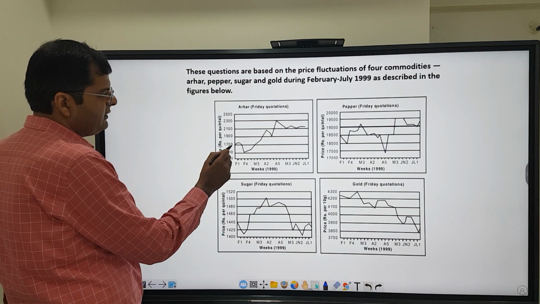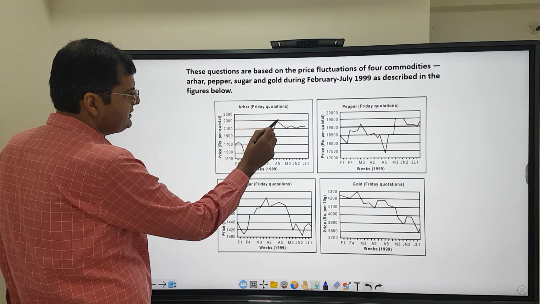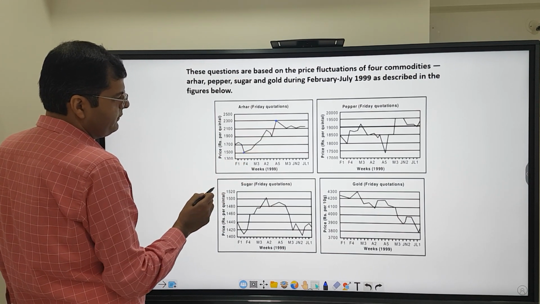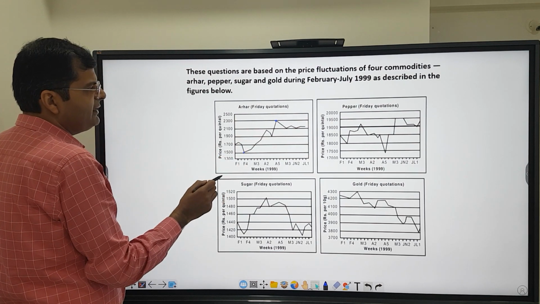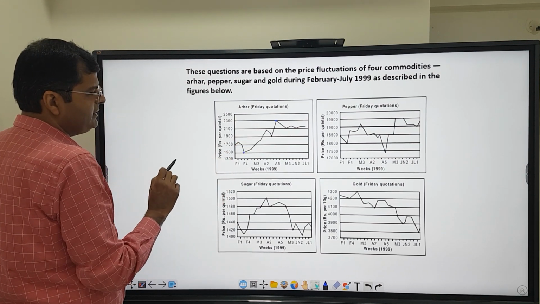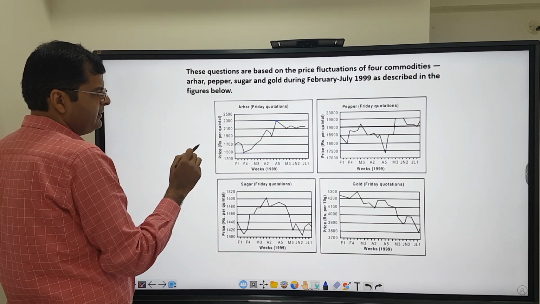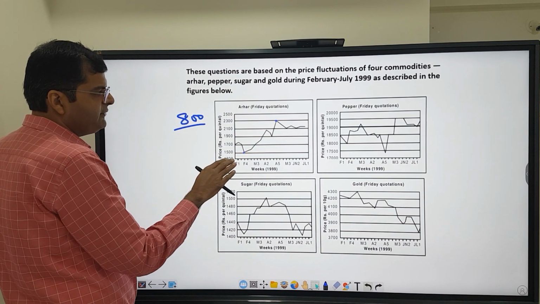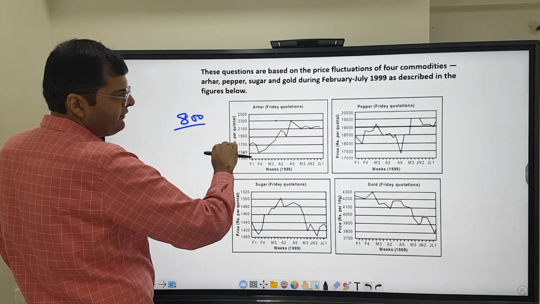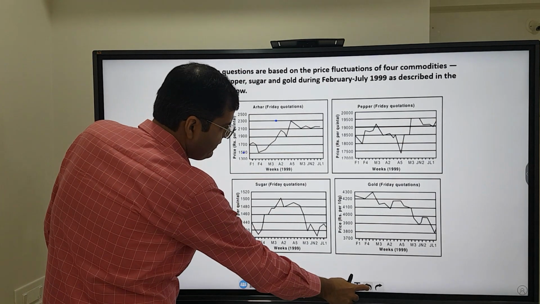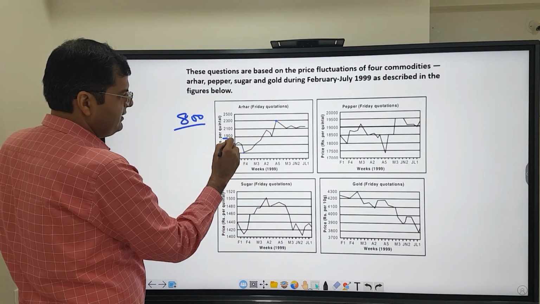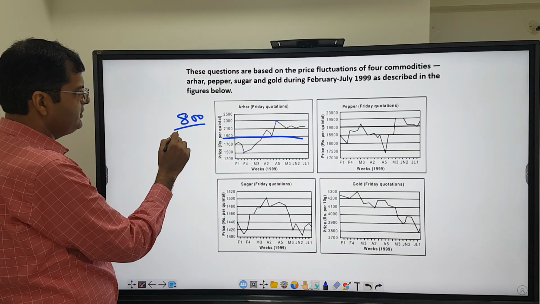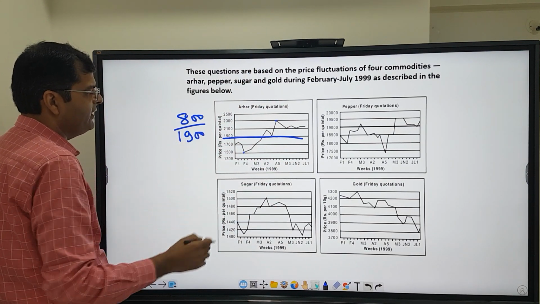For Arhar, the highest price is 2300, that I know, and the lowest price is almost this point, which is 1500. So highest price minus lowest price is 2300 minus 1500, that is 800, divided by the average price. If you look at the 1900 line, almost half the data is above and half the data is below. So we'll assume the average to be somewhere near 1900.